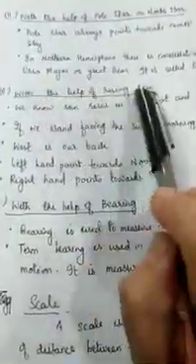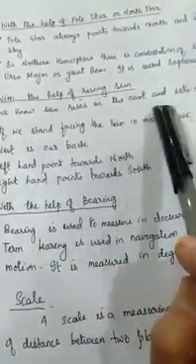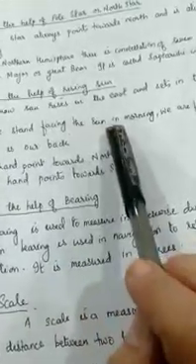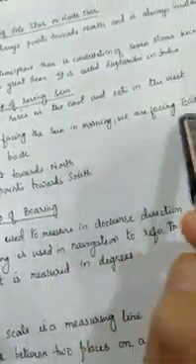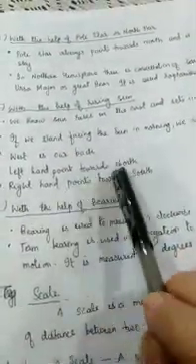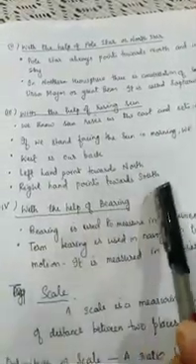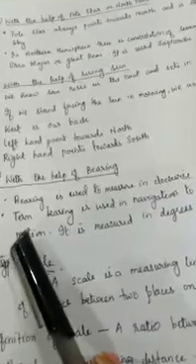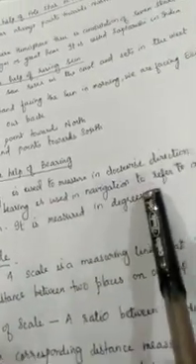Then with the help of the rising sun. We know that the sun rises in the east and sets in the west. If we stand facing the sun in the morning, we are facing east. West is our back. Left hand points towards north. Right hand points towards south. With the help of bearing. Bearing is used to measure directions in the clockwise direction. Now the term bearing is used in navigation to refer to our direction of motion. It is measured in degrees.